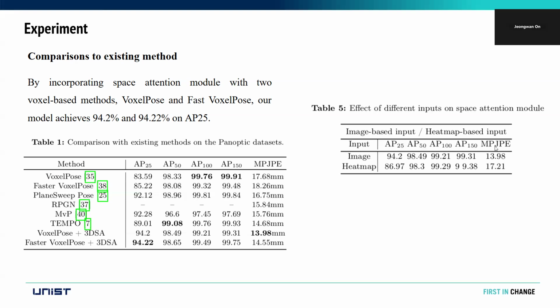And also for MPJPE, if they use the image as the input, they can achieve 13.95. But when they use the heat maps as the input, they achieve an MPJPE of 17.20.